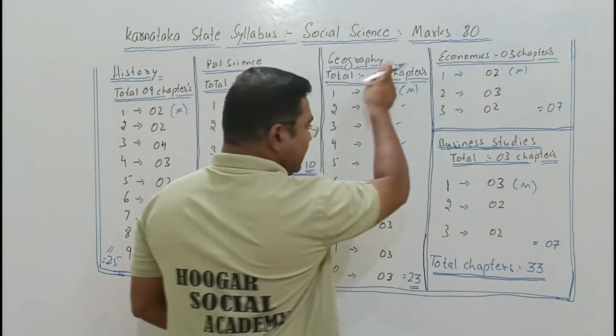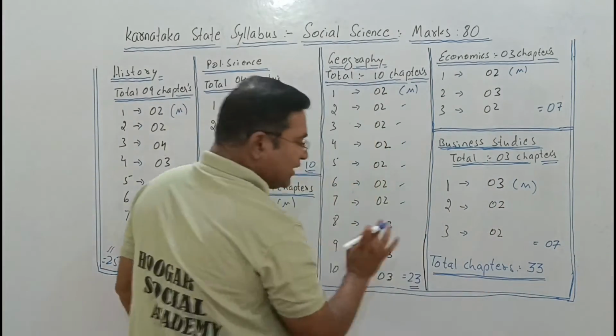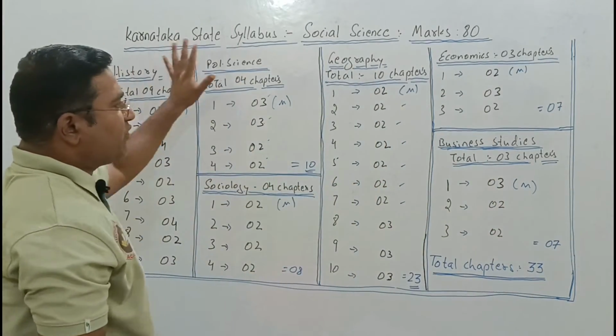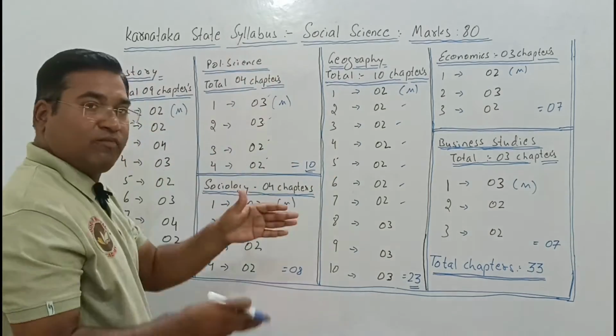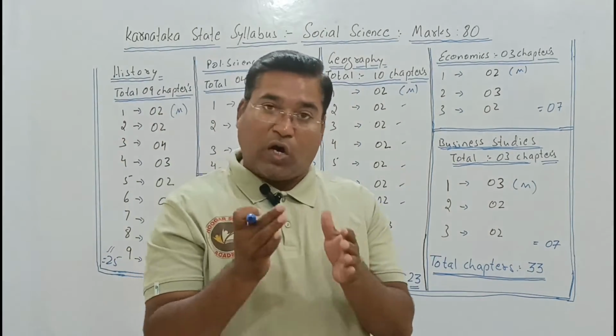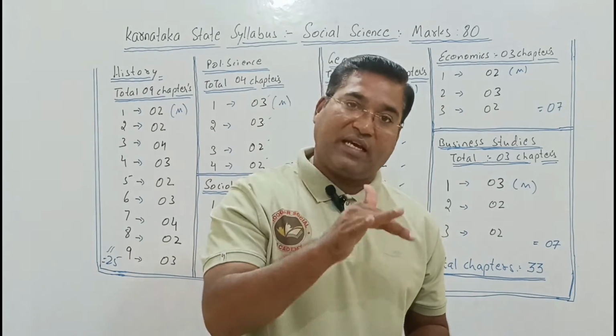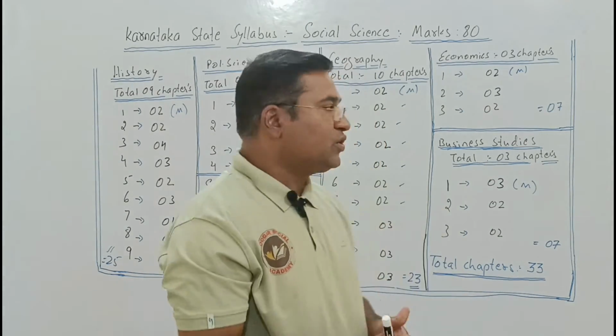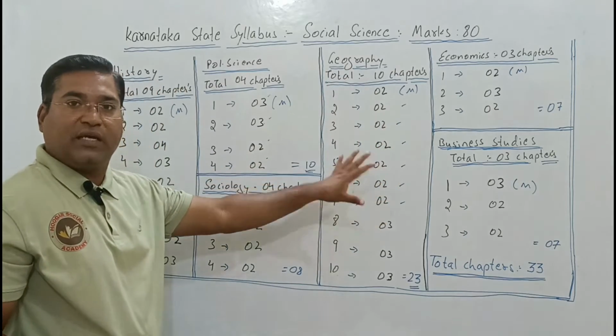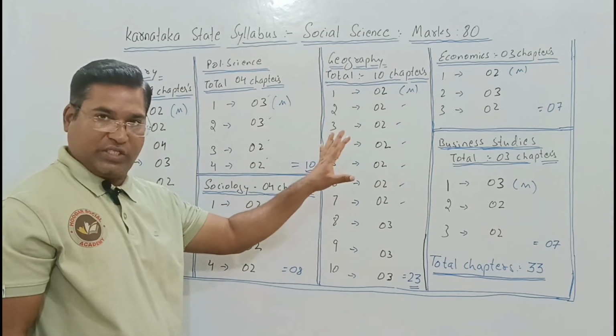Okay, so total how many chapters? Here written total 33 chapters are there. So out of 33 chapters, in this way the division has been done. On the basis of that, we will get the number of questions in the annual exam. Okay, so this is what is related to the weightage of the questions.